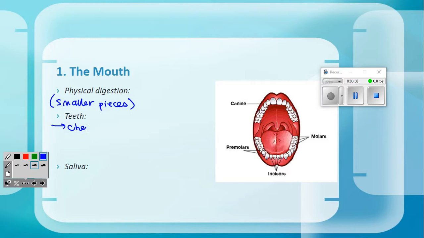So teeth chew the food, or at least they should. So if you have ever had your mom or your grandma nag you to chew your food, biologically they're right. If you don't chew it, then physical digestion isn't happening. And if there's not enough physical digestion, it's really hard for chemical digestion to happen afterwards. So your teeth chew your food, break it into smaller pieces. Your saliva helps dissolve your food.